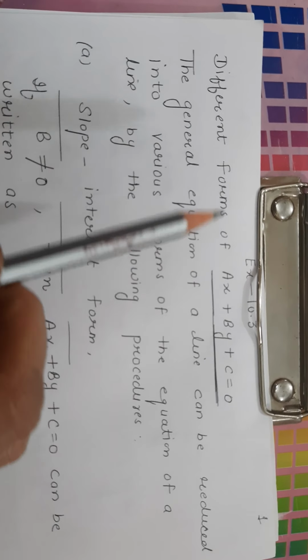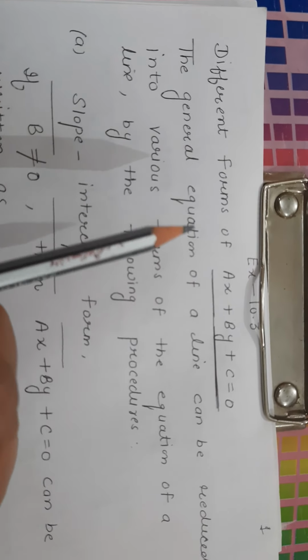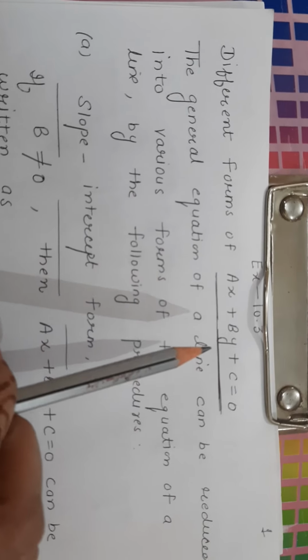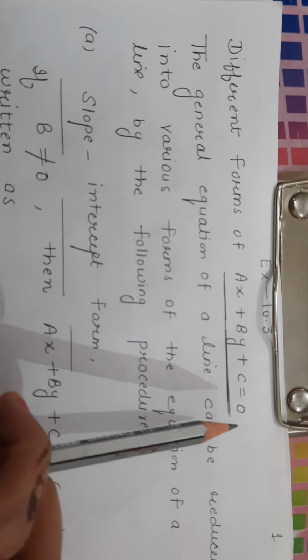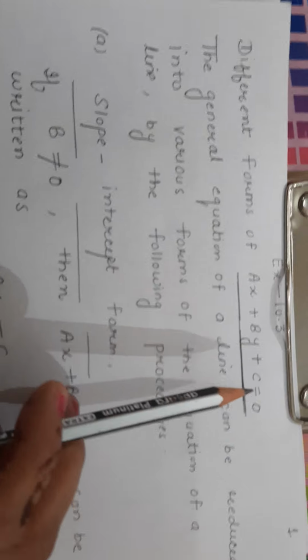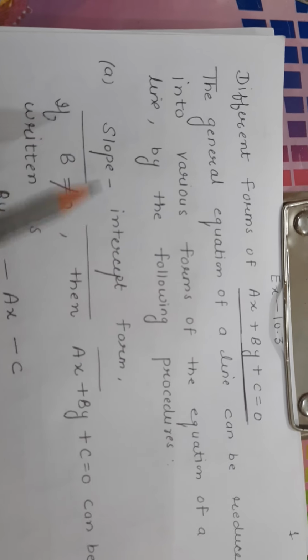Welcome students. In this video, I am going to discuss how we can reduce the general equation of line ax plus by plus c equal to 0 into various forms. The first form, we are going to reduce this general equation into the slope-intercept form.